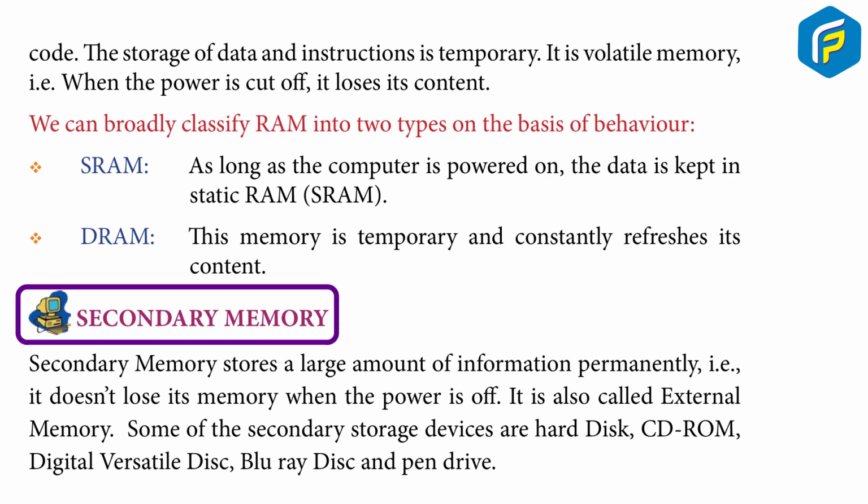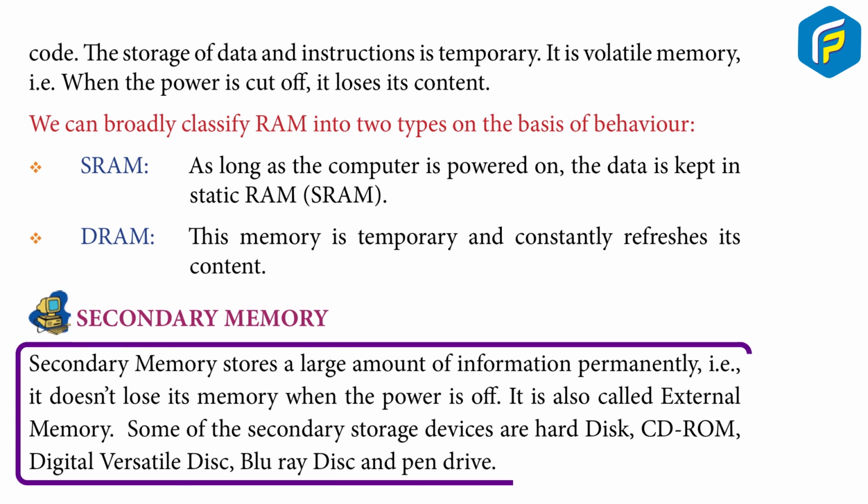Secondary memory. Secondary memory stores a large amount of information permanently. It does not lose its memory when the power is off. It's also called external memory. Some of the secondary storage devices are hard disk, CD-ROM, digital versatile disk, Blu-ray disc and pen drive.